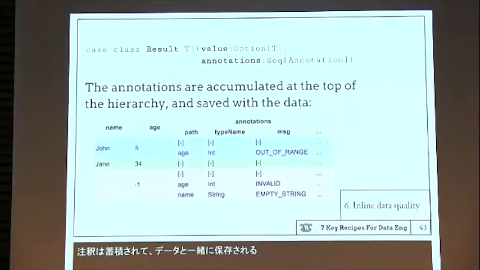So an example with data, you have the name and age field, and then you have the annotation field with the path, the type name, and messages. And you see that on the first line, you get an annotation which is a warning that is out of range. And then on the other lines, you get other annotations that are error-like because the age is invalid, so it's -1, so we could throw away the data, and the name is empty, and so on.